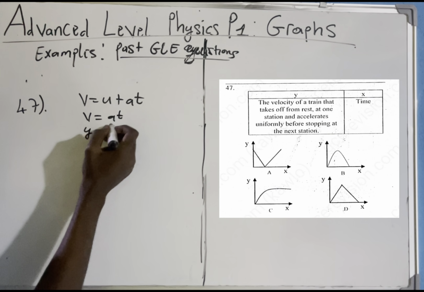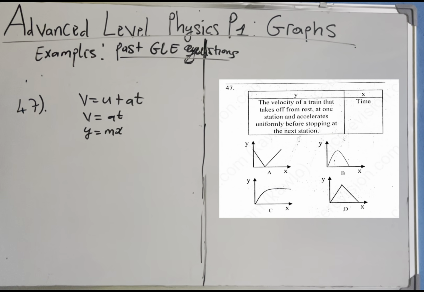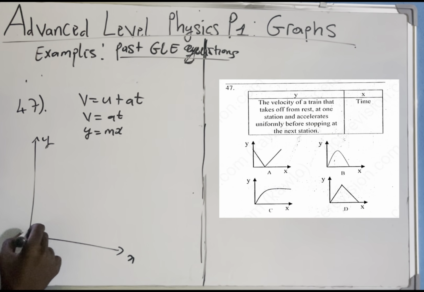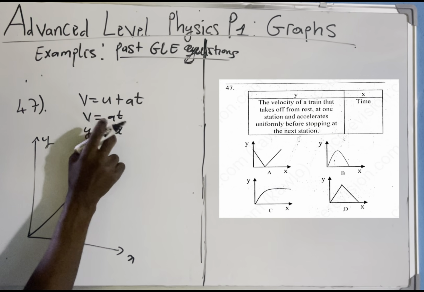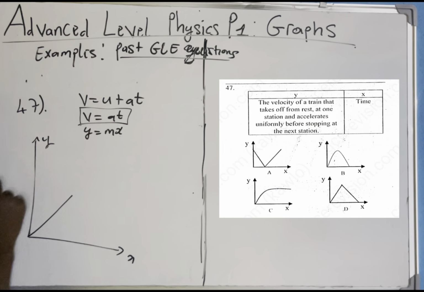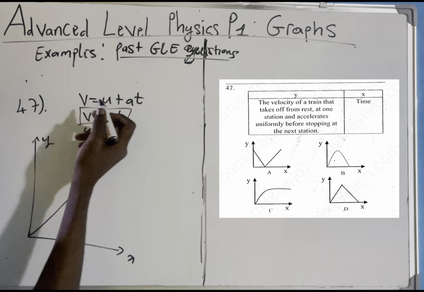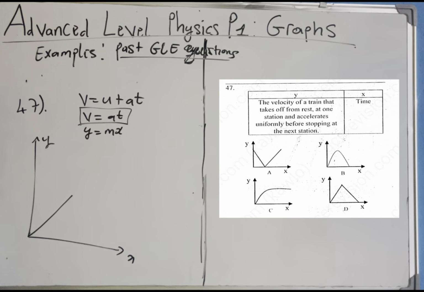Mx, where x represents t and v. Therefore, that should be what? A straight line graph starting from the origin. So at the beginning of my motion, I should have a straight line graph starting from the origin, represented by this equation.